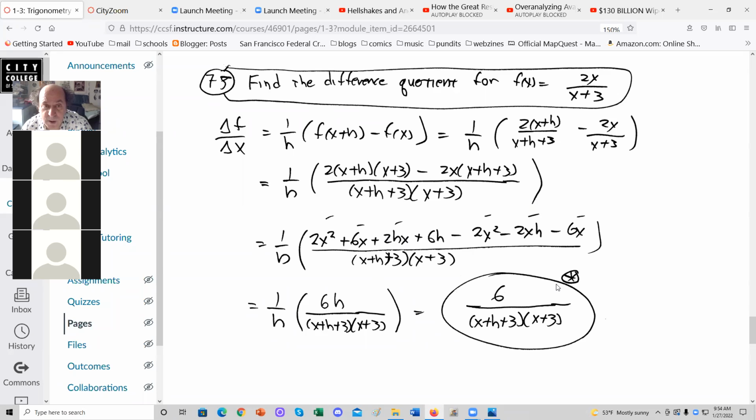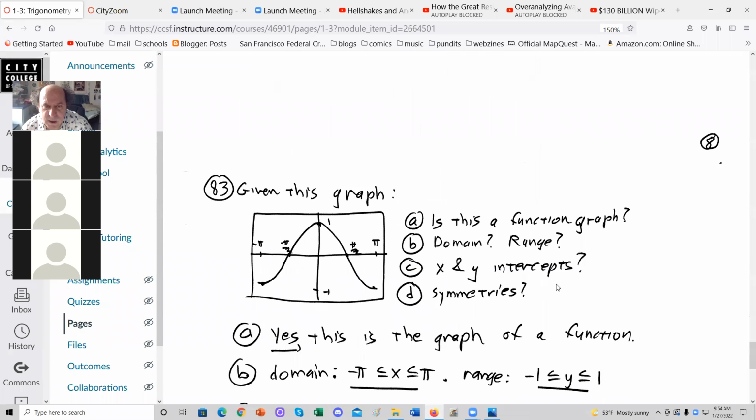No problem, no problem. Here we have, okay, here's a graph. It's a graph of the cosine function. Is it a function graph? Yes. Every vertical line meets this graph once. What's the domain? The domain is, if you project it down to the x-axis, it's from negative pi to pi. If you project this onto the y-axis for the range, y is between -1 and 1.